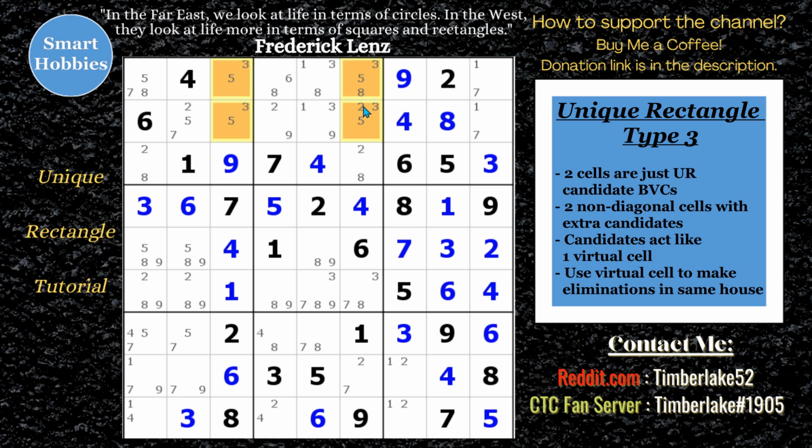The 2 cells act as one virtual cell. So they contain only the extra candidates. And because one of the extra candidates must be true, then we can use that as like a virtual cell to kind of help solve the rest of the house that it's in. And normally you're talking like the column or the row. So what am I talking about here?